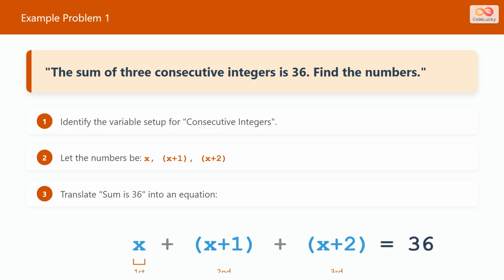Let's try a problem. The sum of 3 consecutive integers is 36. Find the numbers. First, we define our variables as x, x plus 1, and x plus 2. The word sum tells us to add them all together and set them equal to 36.